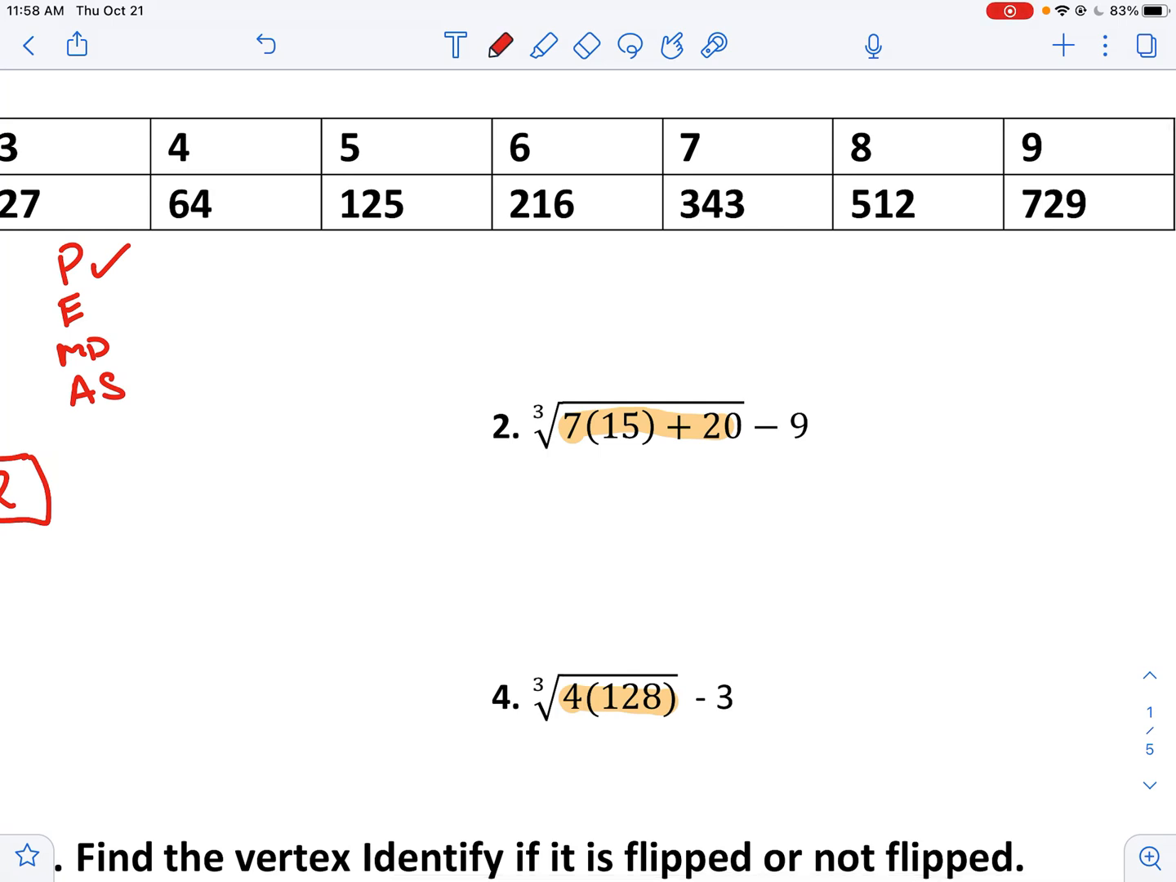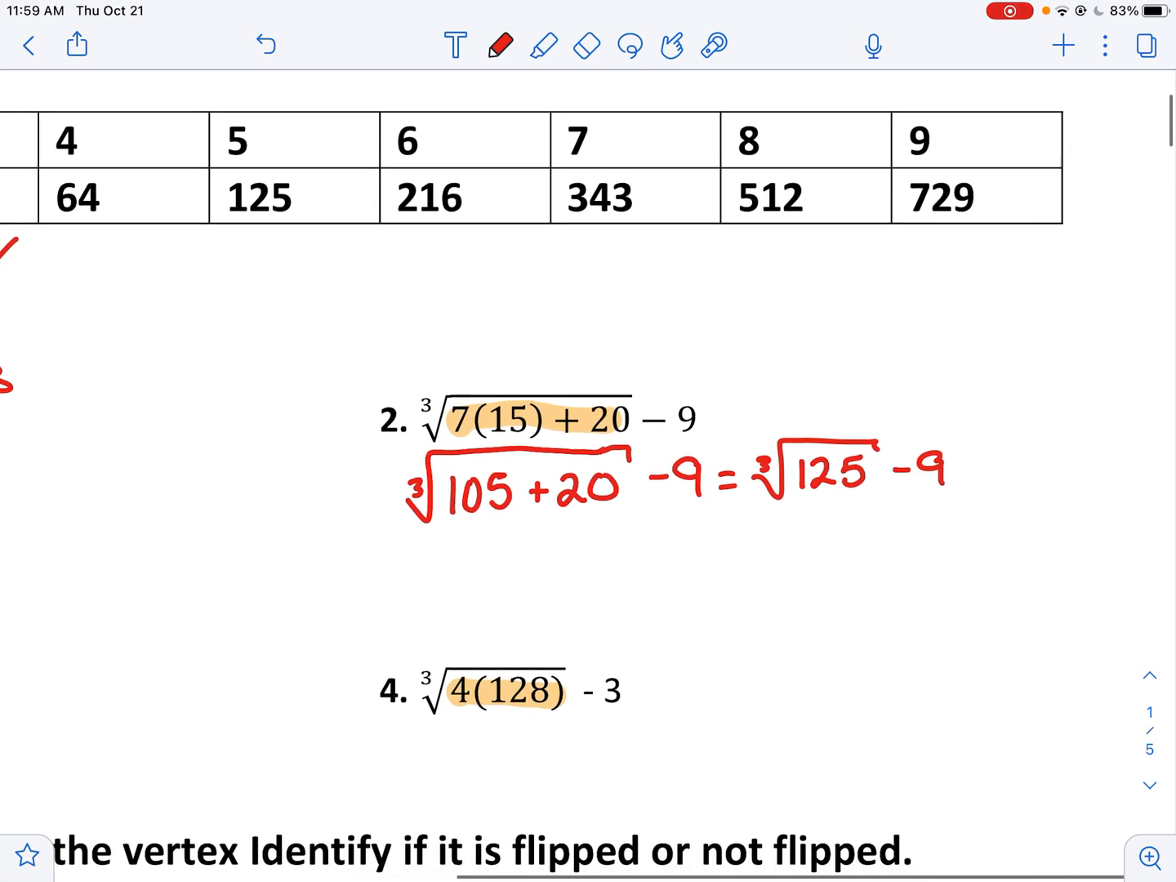All right, let's try another one. Start off keeping your cube root here. And I'm going to do my order of operations. So I'm going to do multiplying first. I'll do the 7 times 15 to get 105. I'll just copy everything else down. So the cube root of 105 plus 20, I can add those up and get 125. And I will keep that minus 9 on the outside.